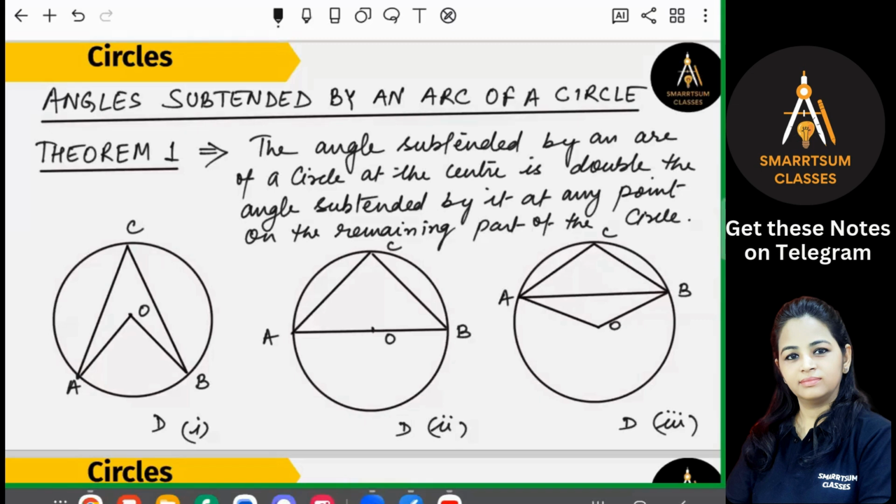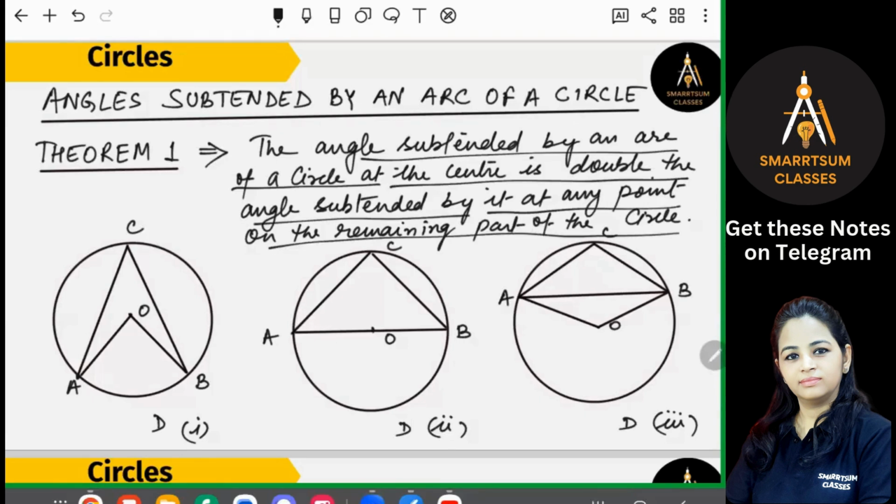Now in continuation of whatever we have done in the previous class, let's see what are the different angles subtended by an arc of a circle. Here we will see the results on the angles subtended by an arc within the circle. Theorem number 1, as you can see on the screen, is: the angle subtended by an arc of a circle at the center is double the angle subtended by it at any point on the remaining part of the circle.